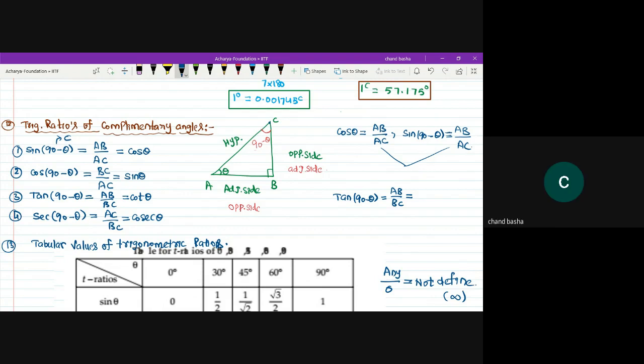Tell me what is meant by cot theta. At A, you have to observe and tell me what is meant by cot. Is it adjacent upon opposite? Yes, sir. Adjacent is AB, the same thing that I have written, and opposite is BC. It is the same thing I have given to you. It is cot theta.